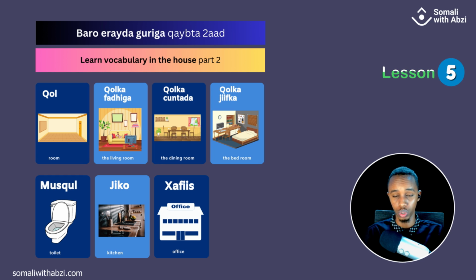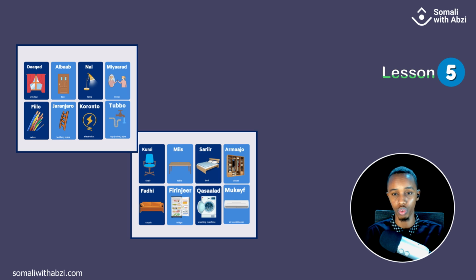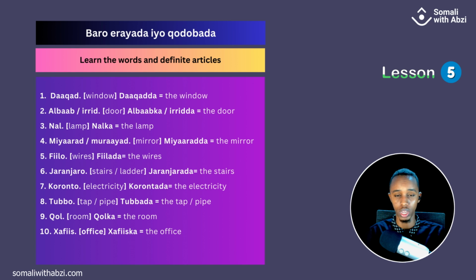Alright, that was very good. Now we learned 15 Somali vocabulary words for things in the house. If you want to get flashcards about these vocabulary things in the house in Somali language, you can check the video description and get them from my website. Thanks. Now let's go to the next section of our class, which is Baro ereyada iyo qodobada. Learn the words and definite articles.